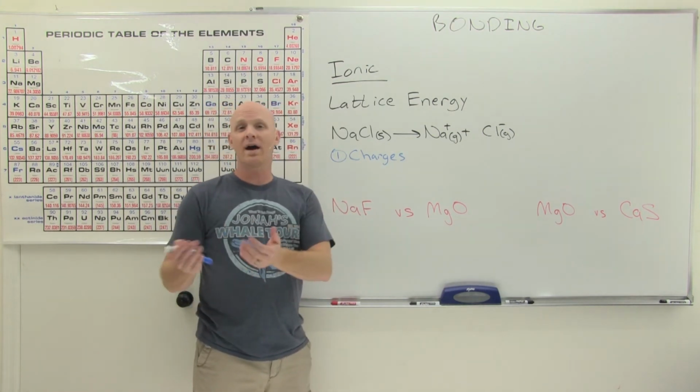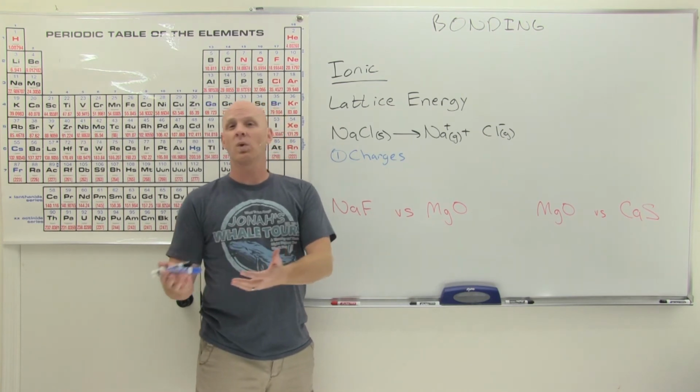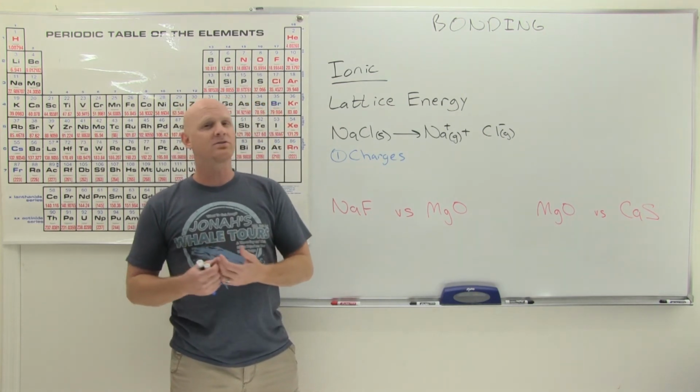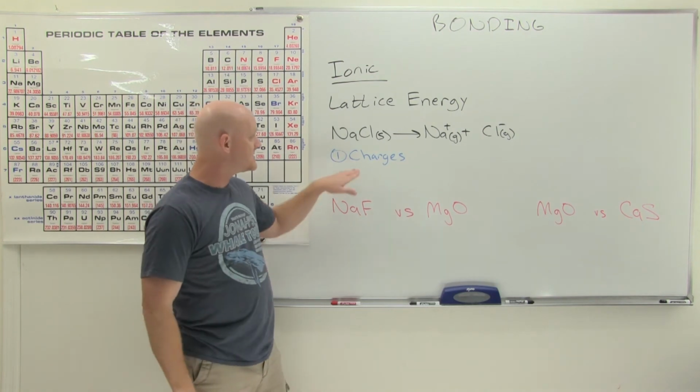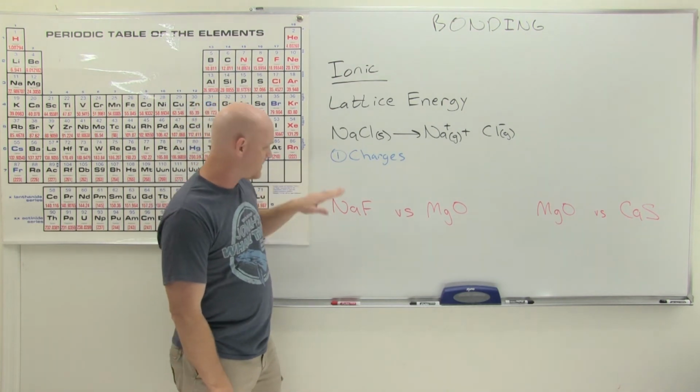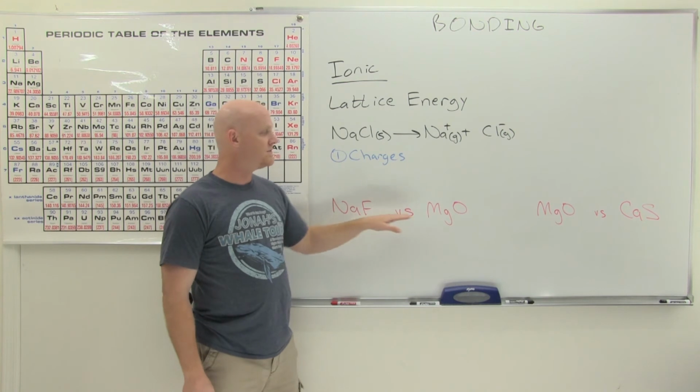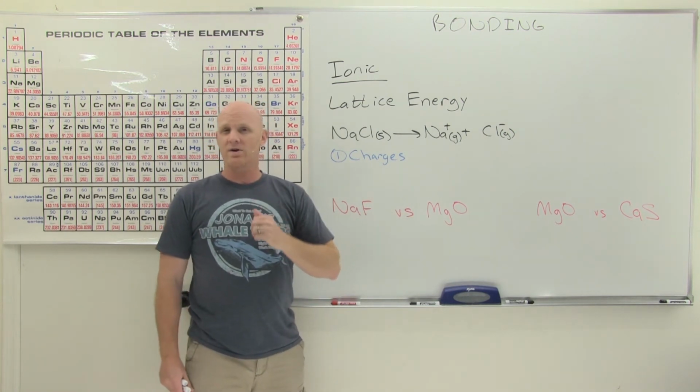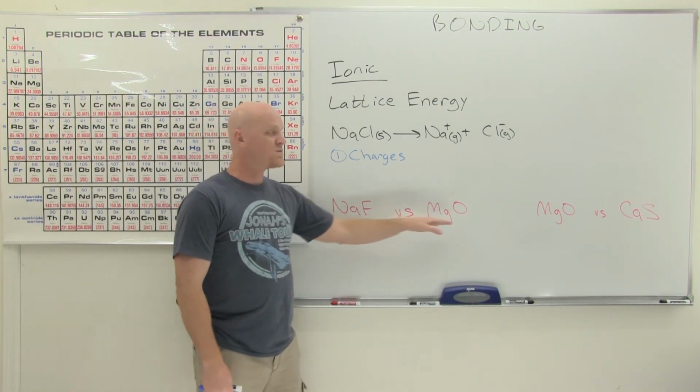So again, +2 ions experience greater attraction than +1 ions. -2 ions experience greater attraction than -1 ions. And this is usually the most important thing. So this first example, we're going to compare these two compounds and their lattice energies, a kind of question you might get on a test, and you just got to figure out which one has a higher lattice energy.